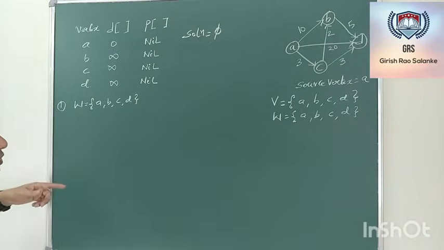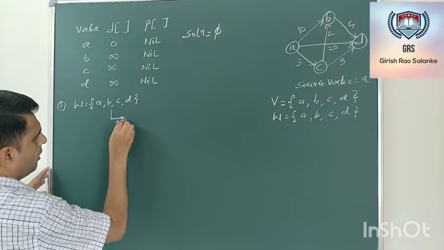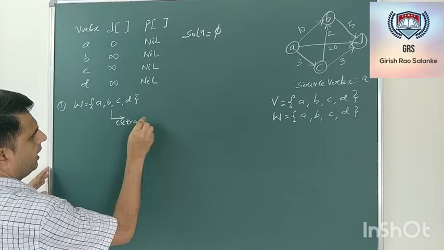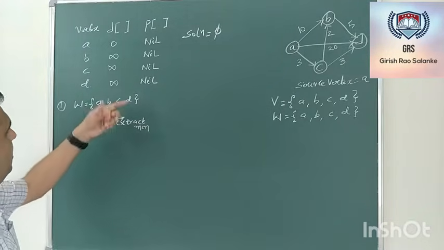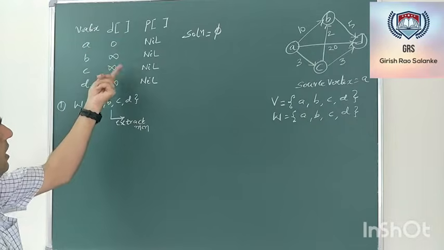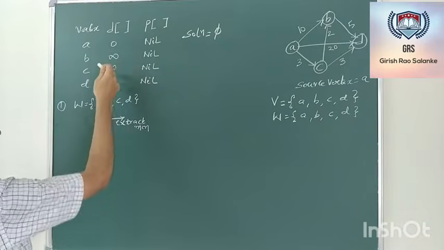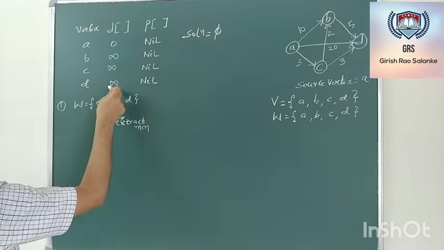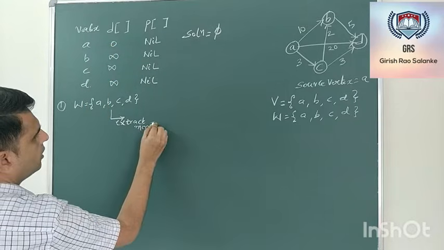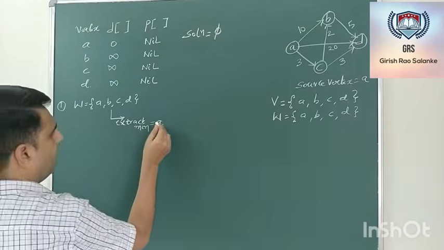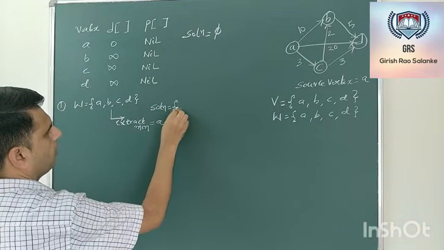Now, what are we supposed to do in each iteration? In each iteration, consider W. Now, call a function by the name extract min. What extract min will do is, from this distance vector D, extract that particular node which has the least distance. Among these four, the one with the least distance is A. So on performing extract min, it is going to give me A. I will add this A to my solution vector. So my solution vector will now have A.